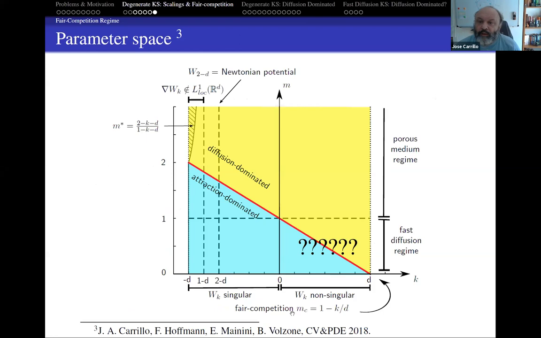Okay, so let me give you an illustration of the different values of M and the regimes that I have discussed before. I have essentially discussed this part of the quadrant because I was discussing mainly when M is larger than one, because K was between minus d and zero. In terms of K here and M here, we had this red line, which is the one corresponding to the fair competition case. And if we are over there, we have this dichotomy, either global existence or blow up, that is characterized by that functional inequality.